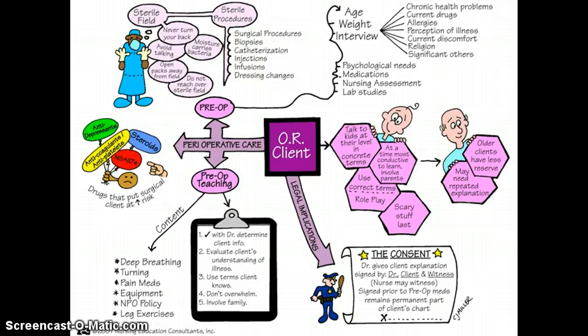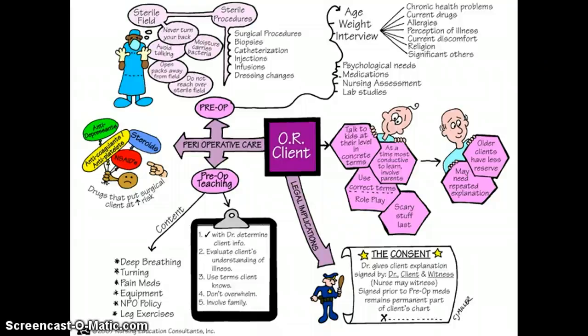So there's some key points up there, and you have learned the technique of sterility. You understand how to apply sterile gloves. You've put in a sterile catheter. So it's going to be applying the knowledge that you have into surgical care and maintaining surgical asepsis.